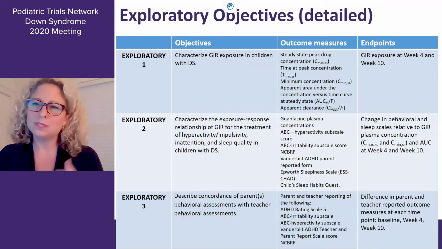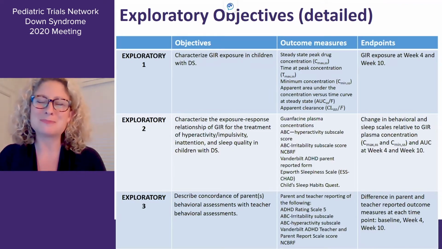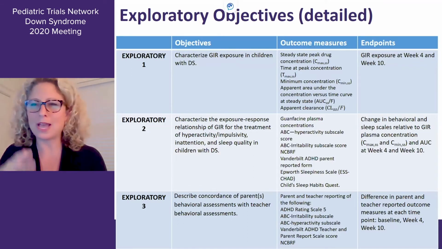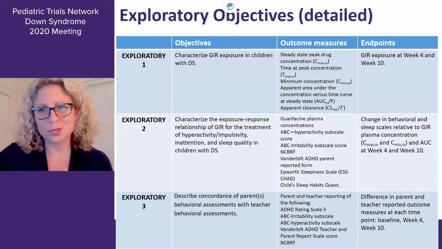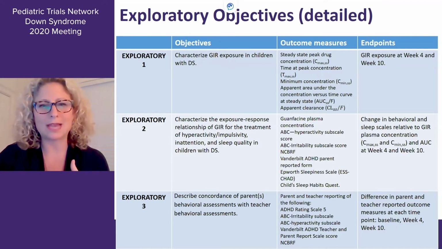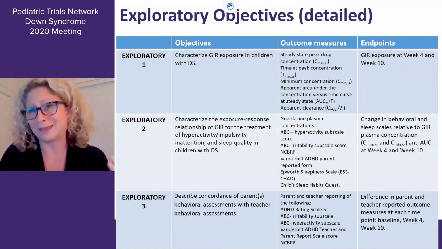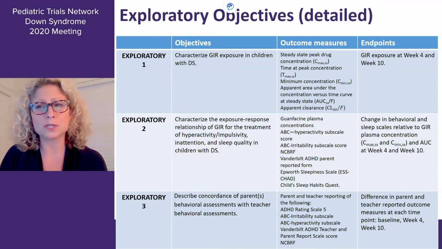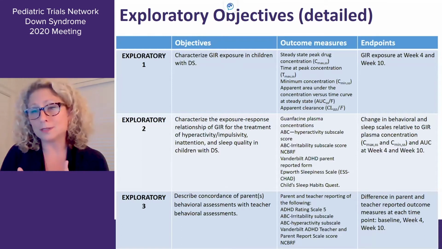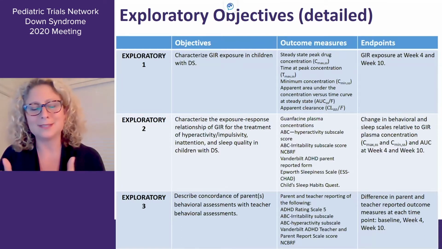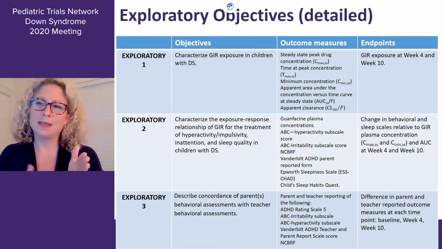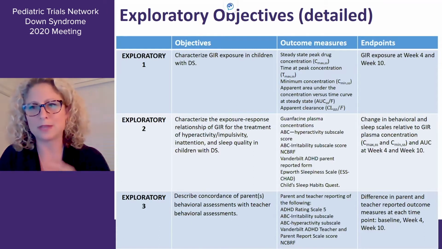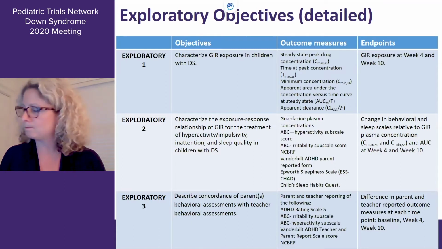which all are variables that help us understand how much drug is actually in the body. With the second exploratory aim, we will be looking at all of those exposure data in relation to outcome data. So how much drug in the body results in a good impact on those behavior scales, or a good impact in the sleep scales, or bad impact in the sleep scales. The third exploratory aim will be looking at the concordance, or how aligned or misaligned parent related behavior assessments are from teacher behavior assessments, because very little has been done in the Down syndrome space, and we thought it was a great opportunity to look at that.